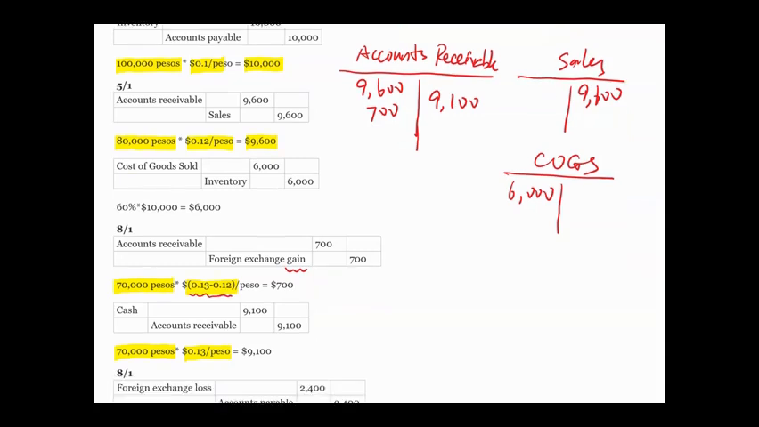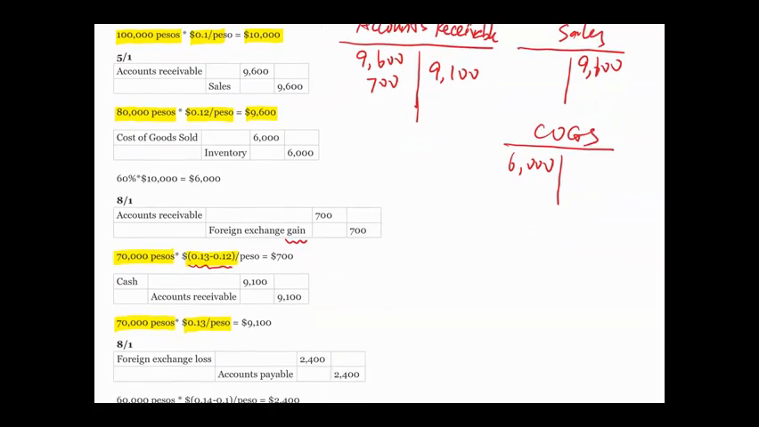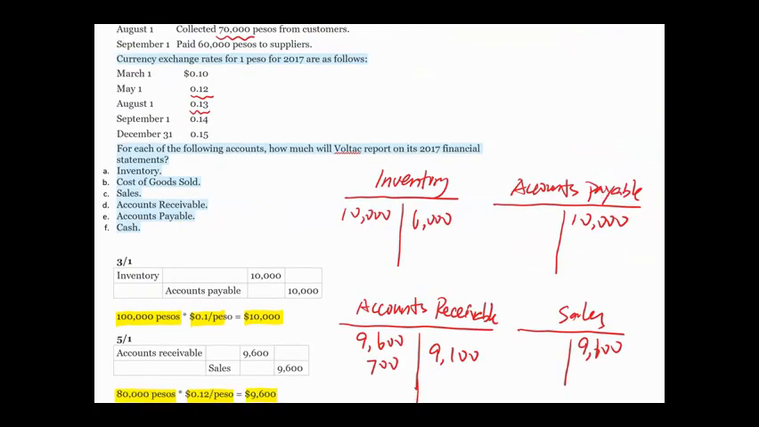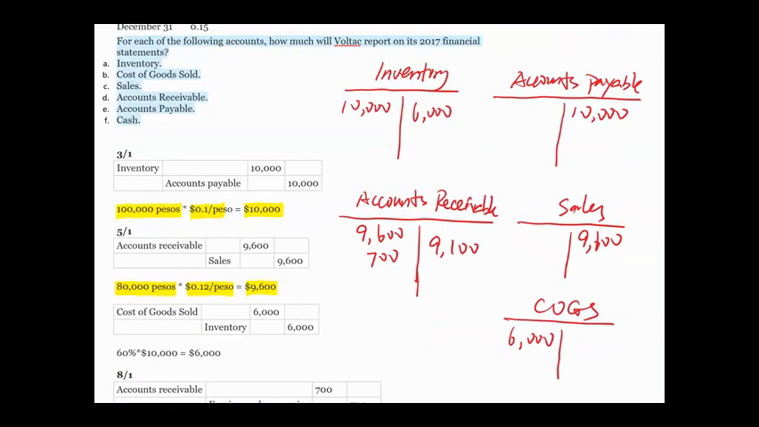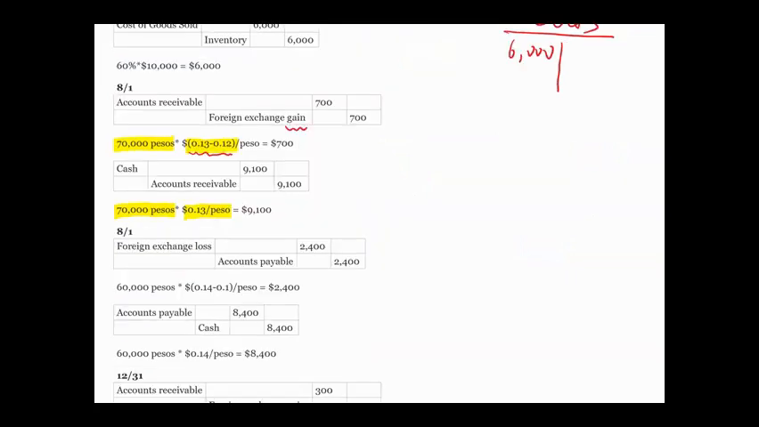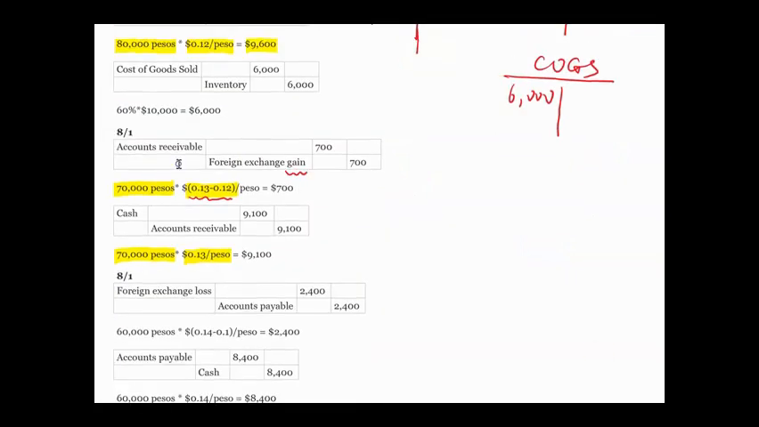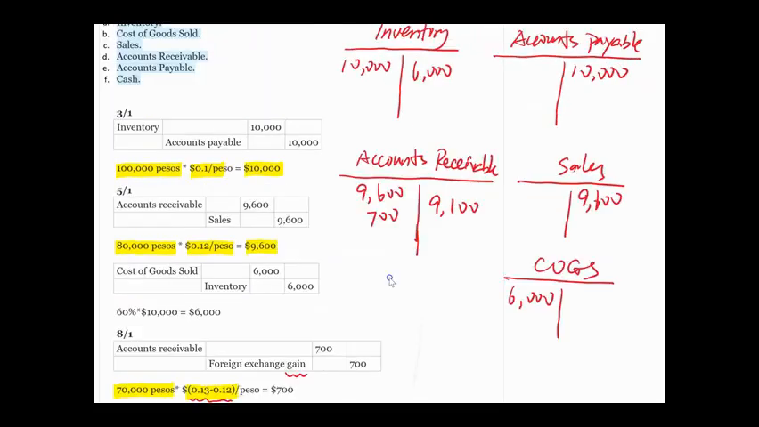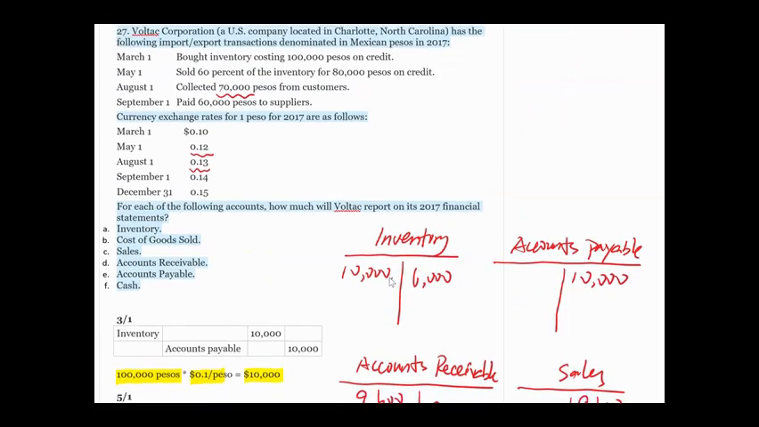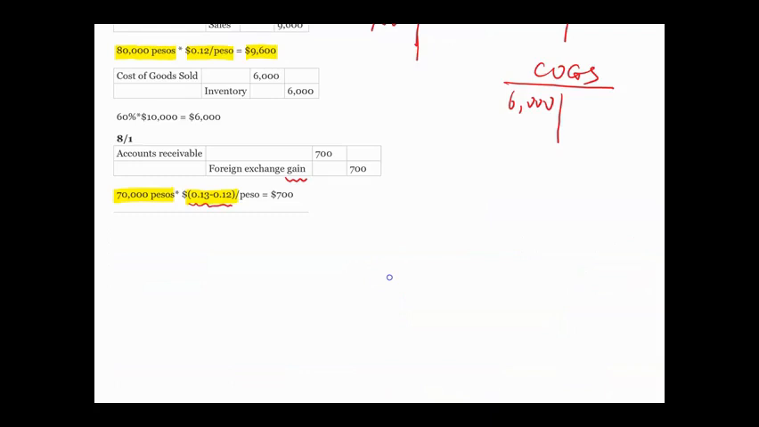Okay, so then let's move on. Do I have any other transactions? October the 1st. Okay, so the next journal entry is on September the 1st. This is the day when they actually pay their suppliers. And because of this change in the peso's value, in total they paid how many pesos? They paid 60,000 pesos to the suppliers.